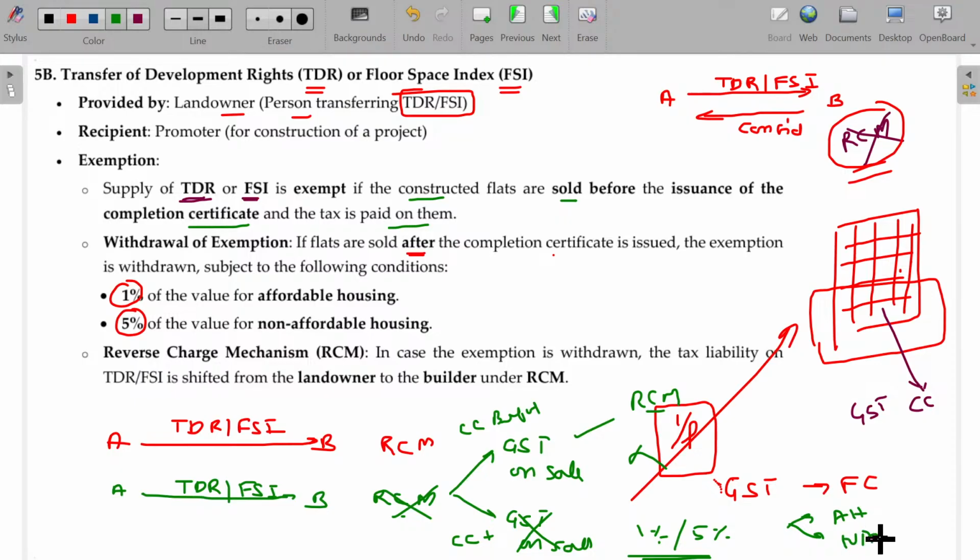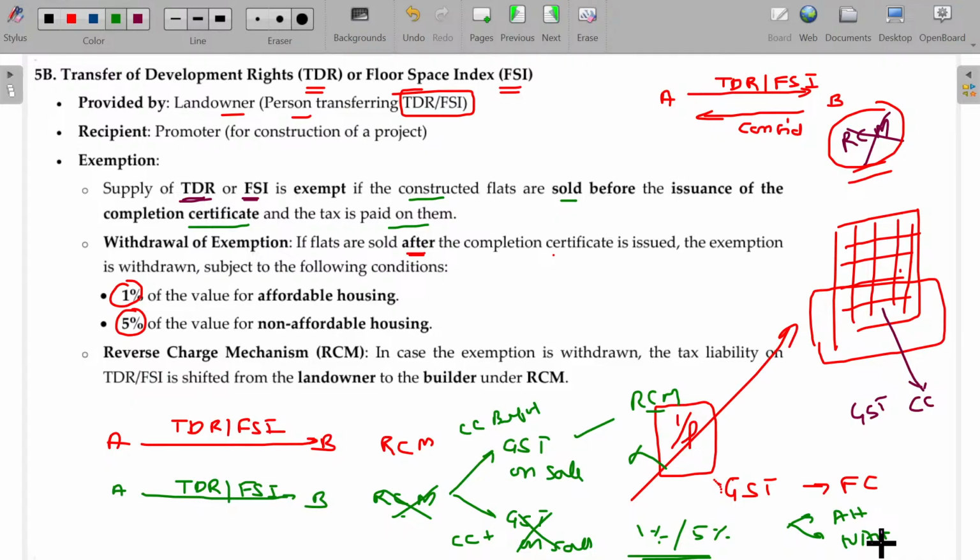So there is a scheme called affordable housing for all. Pradhan Mantri schemes are there, housing for all. As per the scheme, probably around 30 lakhs or 35 lakhs, the exact number I'm not aware of. If the flat value itself is within that limit, those are called affordable houses that all can afford for purchasing. If the flats constructed are affordable housing and are sold after the completion certificate, then GST is escaped, so you have to pay only 1%.